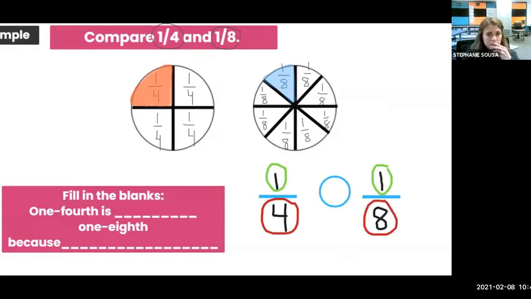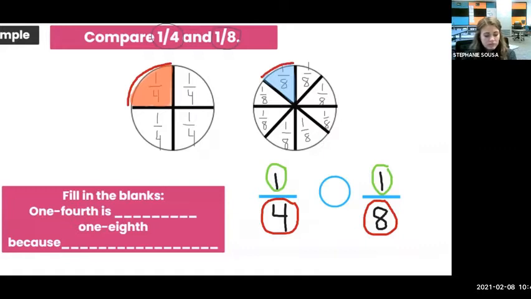I notice this denominator is 4 and this denominator is 8. So you might be thinking, well, 8 is greater than 4, so 1/8 is greater than 1/4. Lots of kids think this, but let's look at our model. I notice that 1/4 is a much bigger piece or part than 1/8.